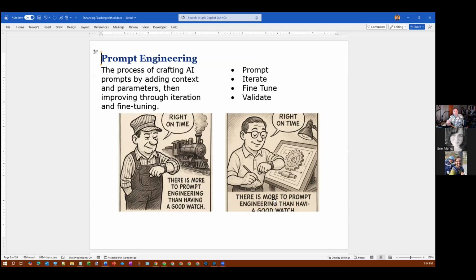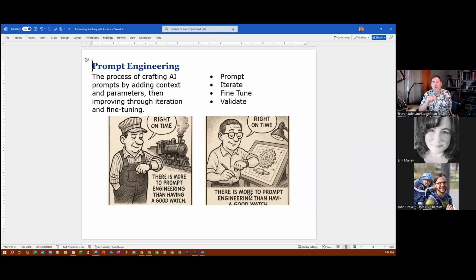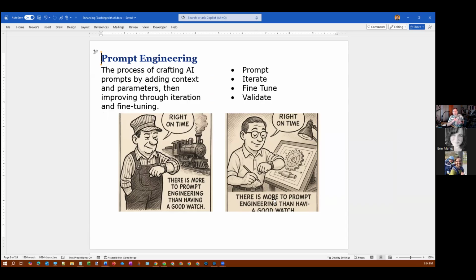So prompt engineering is defined as the process of crafting AI prompts by adding context and parameters, then improving through iteration and fine tuning. So if you think back to that image that I had earlier, where you kind of loop through that with iterations, you will get different things coming out. So typically you're going to put in an initial prompt, you're going to iterate on that prompt, fine tune that, and then validate it.